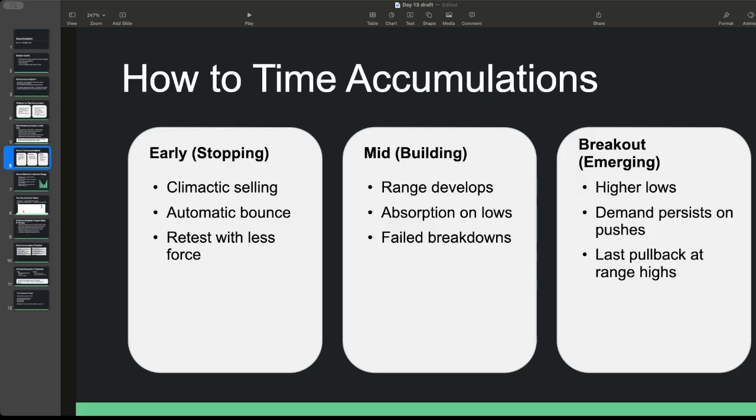So this is when the range is really developing and lows are being absorbed and you're starting to see some failed breakdowns. However, you're still not seeing any true sign of momentum building to the upside. You might see an attempt or two attempts during this phase, sometimes even three, but usually those attempts end up failing. They might get a one day breakout and then price fails and moves back down into the range.